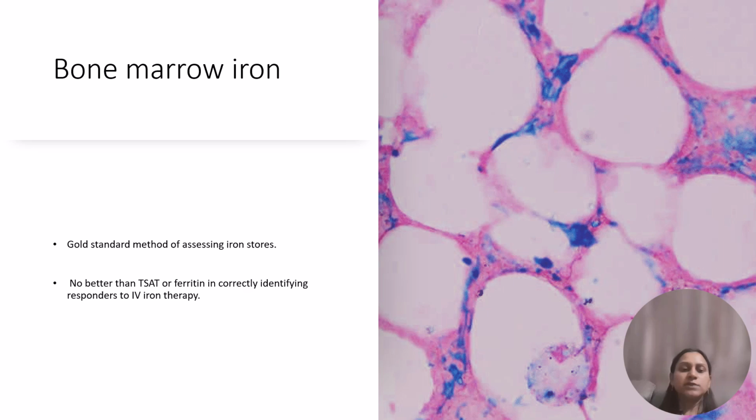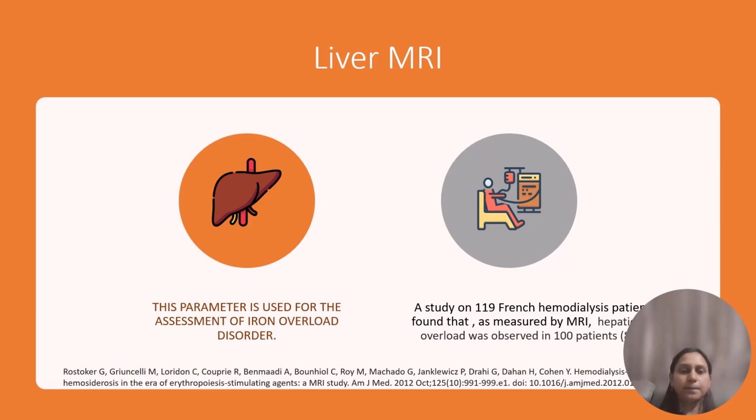Bone marrow iron is the gold standard method for assessing iron stores. So we use the Perls' Prussian blue stain to detect and assess the iron in the bone marrow, especially in the form of ferritin and hemosiderin, which is stored within the macrophages. But studies have shown that it is no better than TSAT or ferritin in correctly identifying responders to iron therapy. As you all know, bone marrow examination is a very cumbersome and painful procedure, and the results are not going to yield any extra information. So we are not doing it on a routine basis.